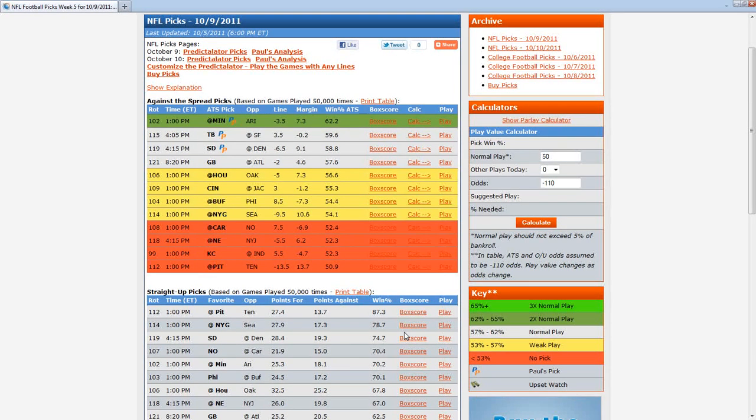As alluded to, the Paul's Picks analysis, which we have not done for this example, but typically would, includes very in-depth analysis as to why we believe the Predictalator is viewing a game in a certain mode and why the play might be very strong, including some analysis as to why the public might be thinking the opposite of how we are, or at least differently than we are.